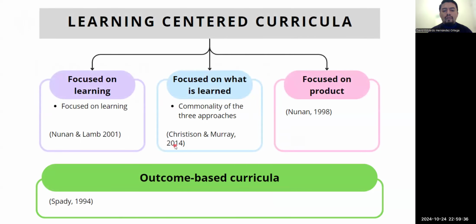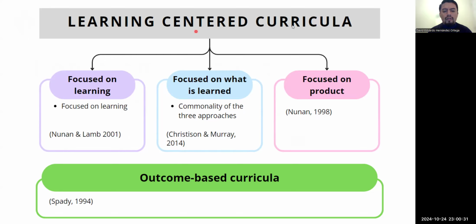In the book of Christensen and Ray in 2014, we have this chapter of learning-centered curriculum. And it was discussed in the book, this learning-centered term into three approaches. The first one is focused on learning, provided by Noonan and Lamb in 2001. It was focused on what is learned, and the commonality of the three approaches by Christensen and Murray is that they focused on a product, provided by Noonan in 1998. And actually, this approach is strongly agreed by Christensen and Murray.